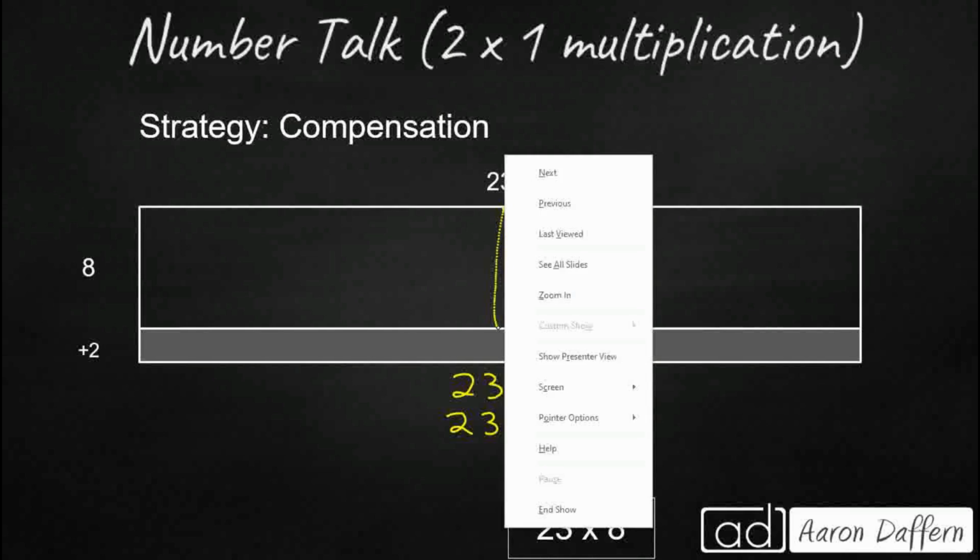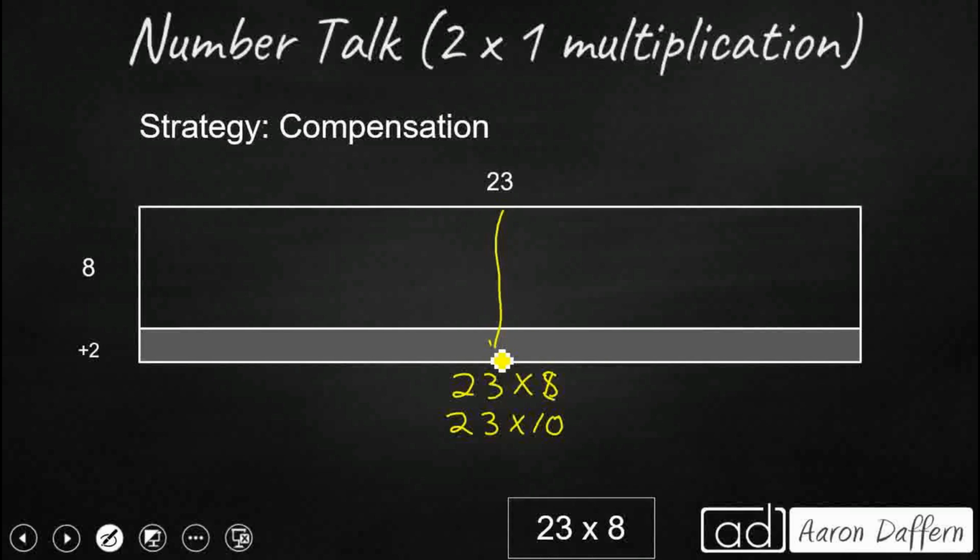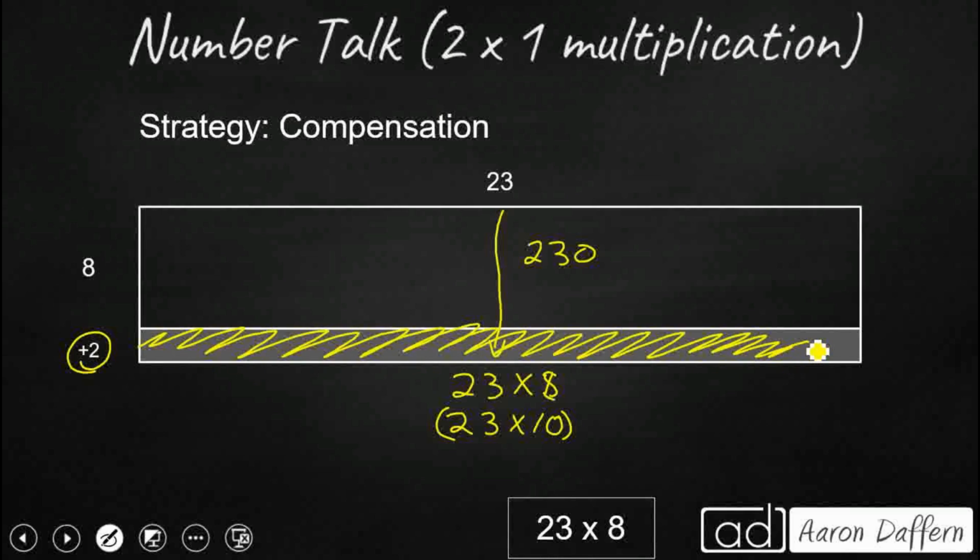So what we're going to do is we're going to take this 23. There we go, 23 times 10, well that's going to be easy. That's 23 with an extra 0. That's 230 because I added 2 to one of my factors. But now I got to take it back. I've got to take back 2 sets of this 23. And that's going to be 46. So I got to take this 46 away mentally, and that's still going to get me back to my 184. But multiplying by 10 is a lot easier than multiplying by 8.